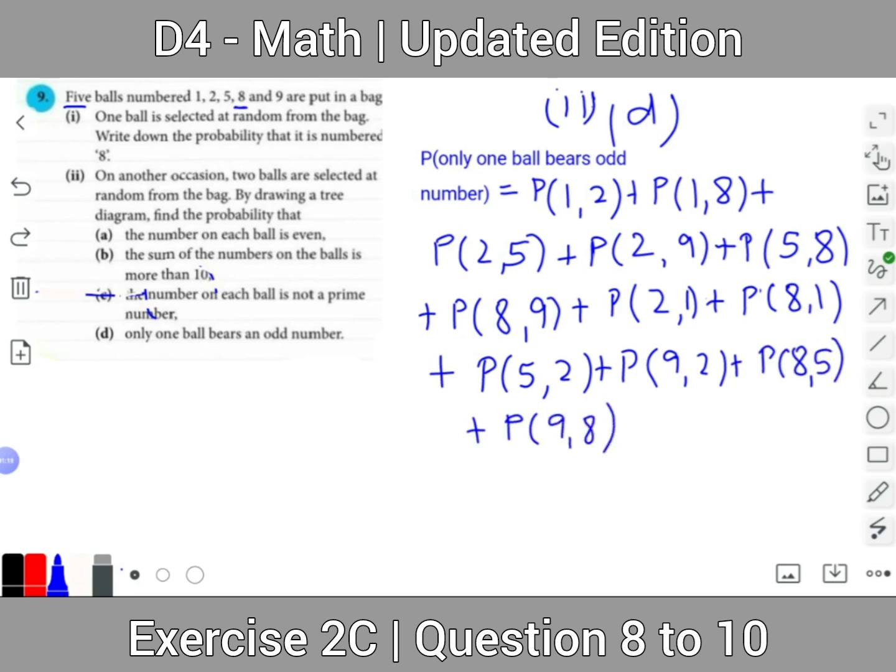Since we have 12 probabilities, and each probability is equal to 1 over 20, in total we have 12 over 20, and after simplification it will become 6 over 10, and further simplification gives us 3 over 5. So the probability that only one ball bears an odd number is equal to 3 over 5.